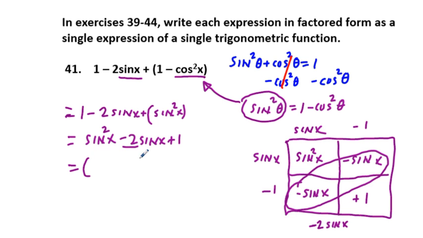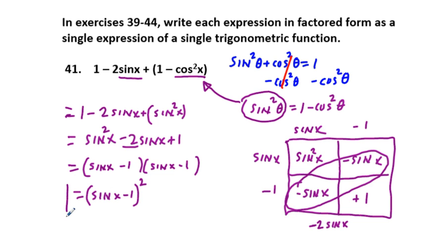So rewriting as a product of two factors, we have quantity sine x minus 1 times quantity sine x minus 1, which we can rewrite as quantity sine x minus 1 squared. So this is going to be our answer to problem number 41.